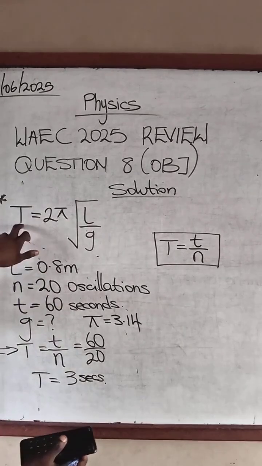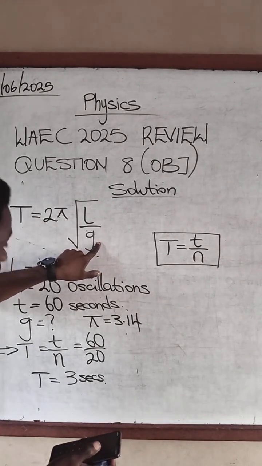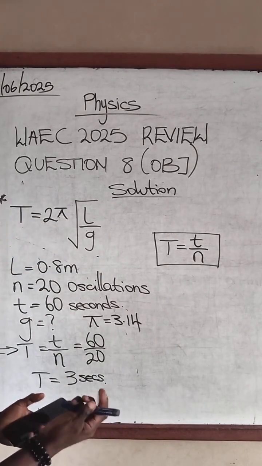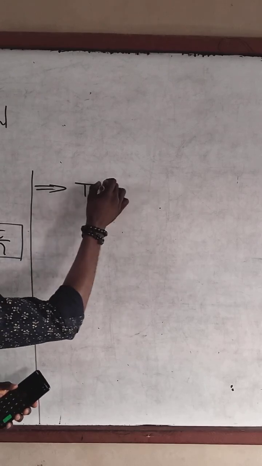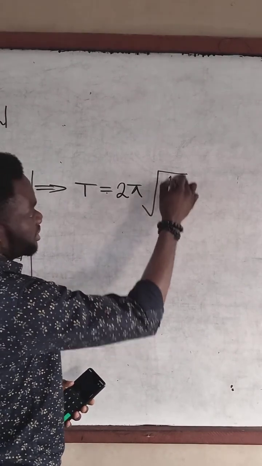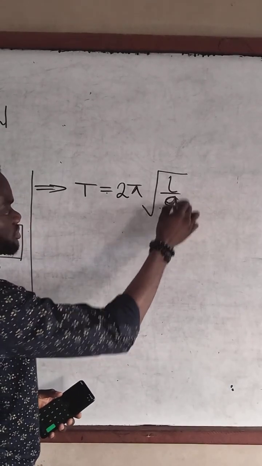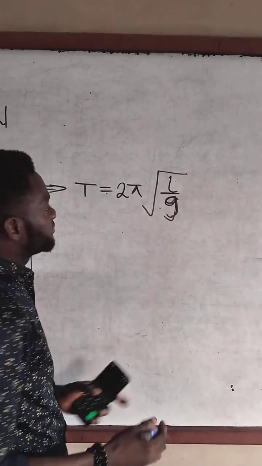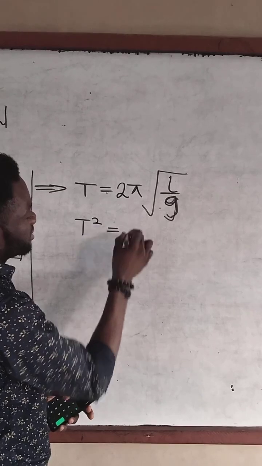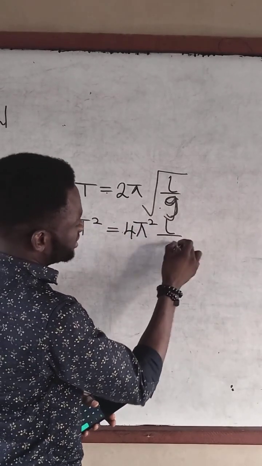So we have the T here. We just have G that is not given, and that's what this question wants us to obtain. Well, let me write this again for the purpose of recalling. 3 equals 2 pi square root of L over G. We have to look for G. Now, to make G the subject of the formula, I will take the square of both sides. That will give me T squared equals 4 pi squared L over G.